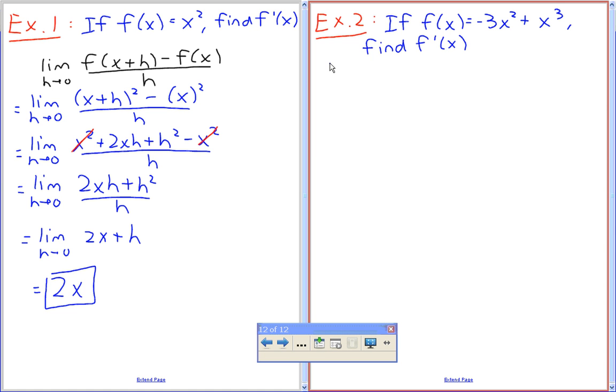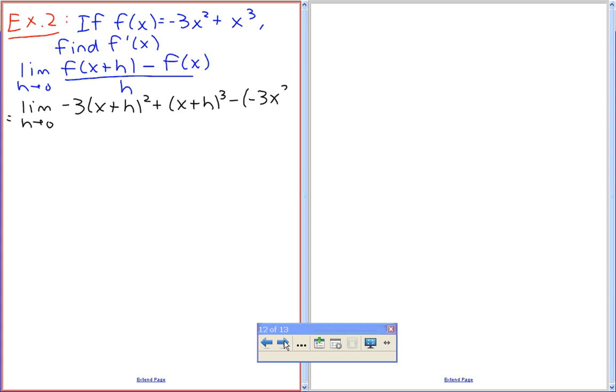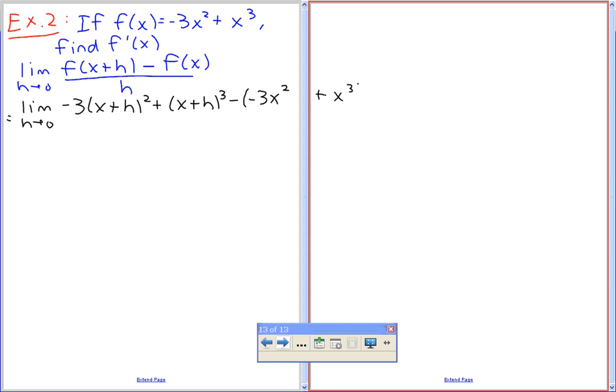Okay, I'm going to write the general equation here. Reed, say some numbers for me, please. Negative 3 bracket x plus h bracket squared plus bracket x plus h bracket cubed, minus bracket negative 3x squared plus x cubed bracket, all over h. Rolls right off the tongue, doesn't it?